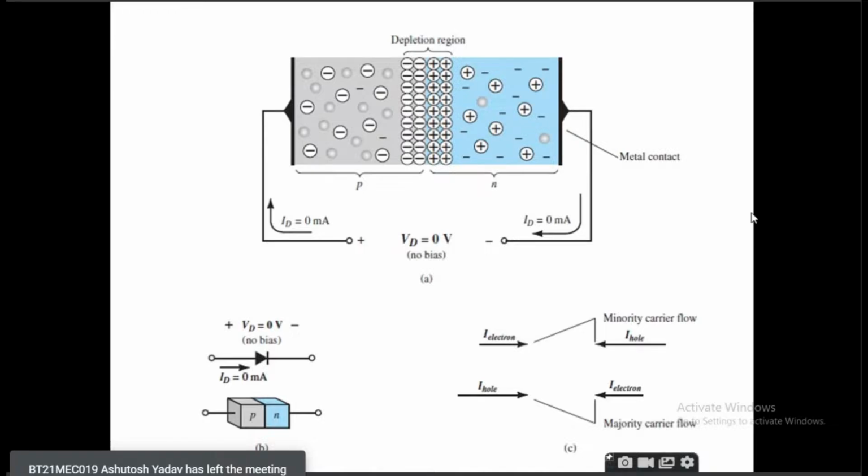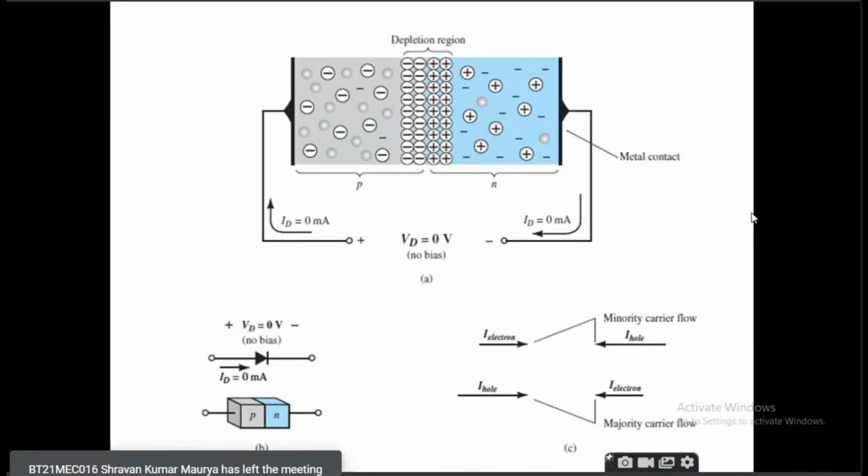There are two sections in a diode: a P section and an N section. We call them the P region and the N region. On the P side, we have holes as the majority carrier. We have also seen what majority carriers and minority carriers are. In the N-type region, we have electrons as the majority carrier.